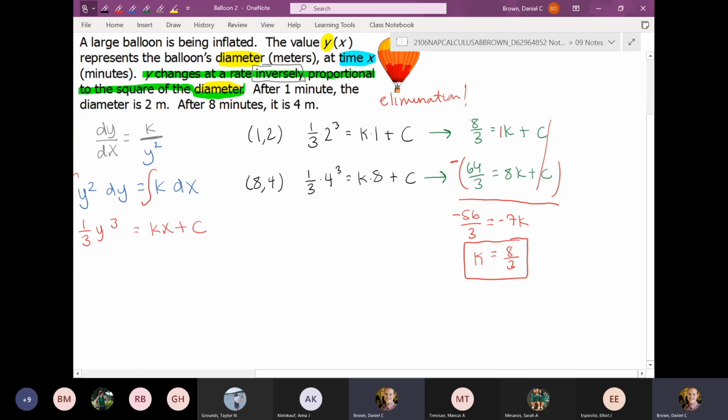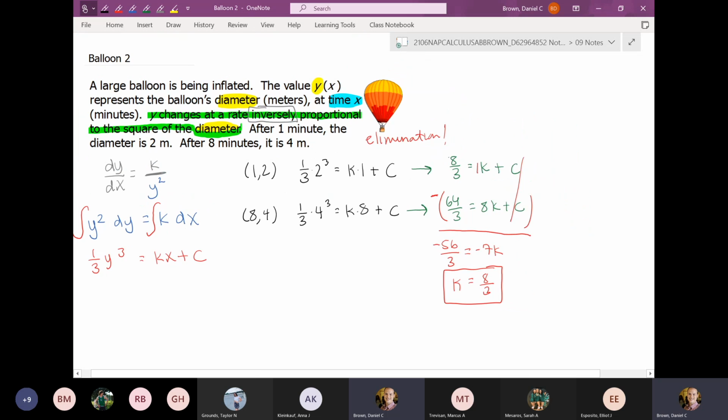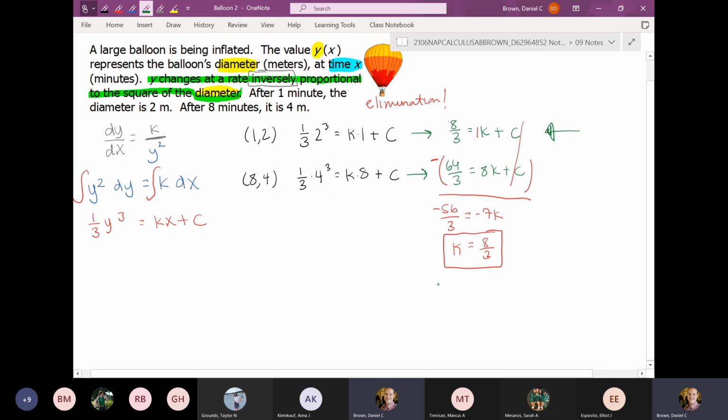Once you know your k, you want to solve for c. Again, it doesn't matter which one you choose. I'm going to choose the top one because it's definitely the more simple of the two equations. So I have 8/3 is equal to plus c. So this one's pretty nice. The c value does happen to be 0.